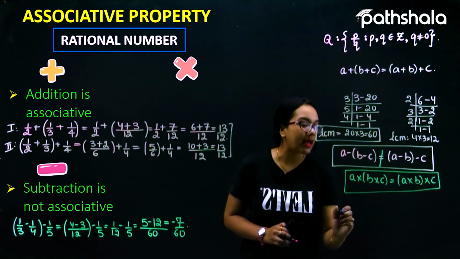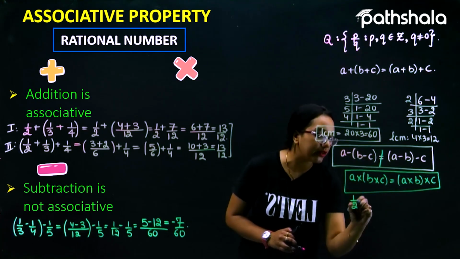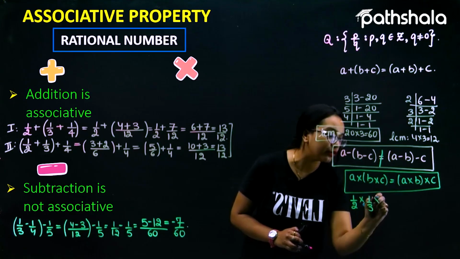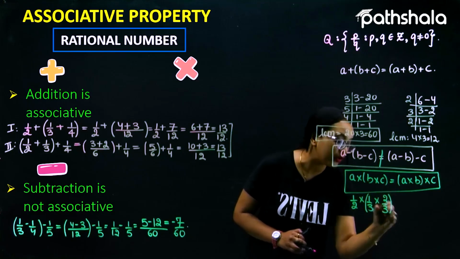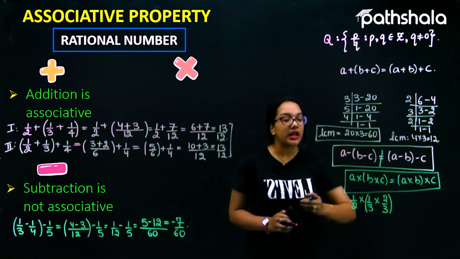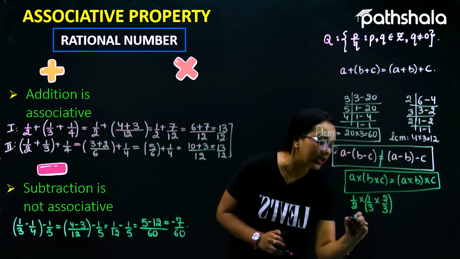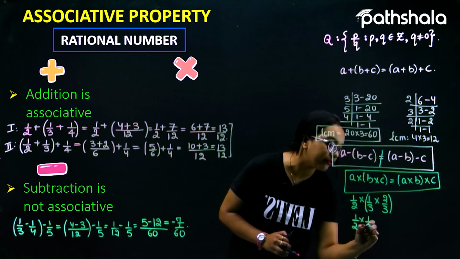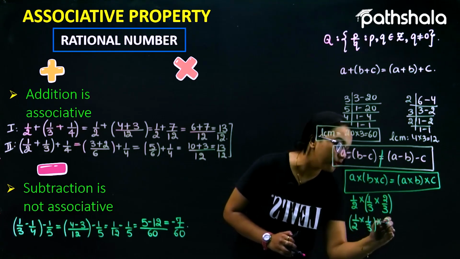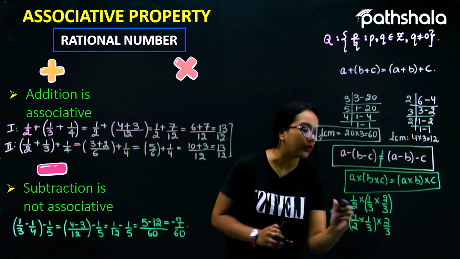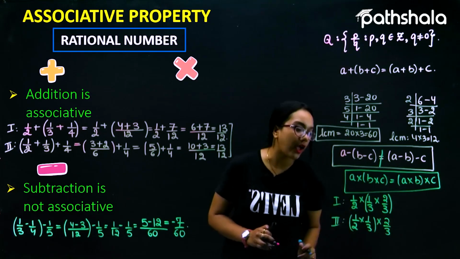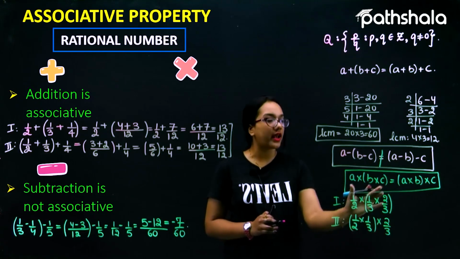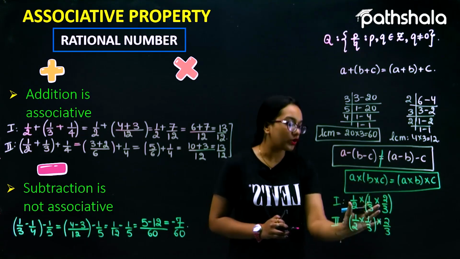So I'm taking an example of half into 1 by 3 into 2 by 3. Let us suppose in the first case I'm taking 1 by 3 and 2 by 3 in the first bracket, and for the second case I am taking half into 1 by 3 in the first bracket and 2 by 3 outside. We have to show that both of them are equal to each other as per this particular condition. So let's just solve this.